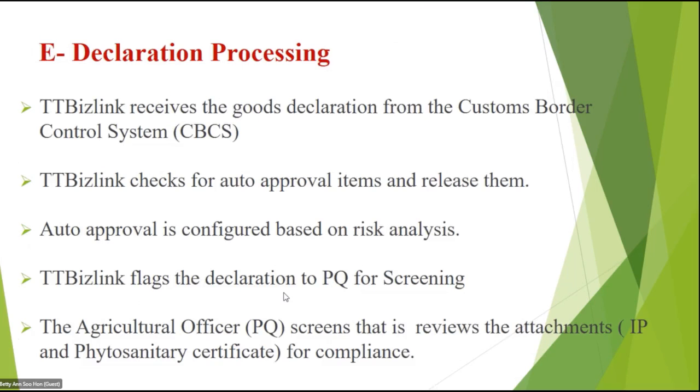The e-declaration processing: TT BizLink receives the goods declaration from the Customs Border Control System, or as we know it, the ASYCUDA system. TT BizLink will automatically check for auto-approval items, and these will be released. Auto-approval is configured based on risk analysis. TT BizLink will then flag the declaration relevant to PQ for screening. The agricultural officer screens, which basically means the officer will review the attachments. We are interested primarily in the import permit and the phytosanitary certificate to ensure that there is compliance.